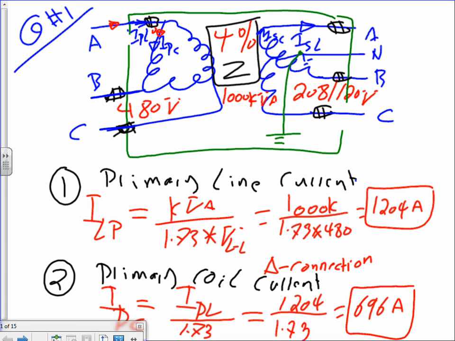Now, who cares about the coil current? Typically, guys, coil current doesn't play a big role when it comes to sizing the fuses and circuit breakers, so just as an FYI. When you size your fuses and circuit breakers, put a star right here. The line current is the amp that you need to size your fuses and circuit breakers and whatnot.